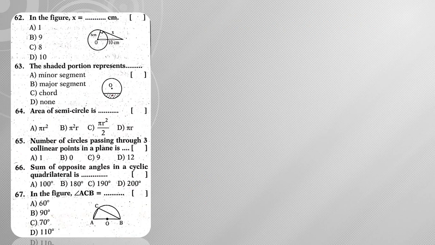Next, moving on to question number 62. In the figure, x is equal to how much? If you observe carefully, this is the diameter, so the hypotenuse is 10 centimeters and the radius is 6 centimeters. Then the length of tangent is given here as x. The length of tangent x is given by root over d square minus r square. So we have 10 square minus 6 square, which is 8 square, which is equal to 8. Hence the answer is 8 centimeters.